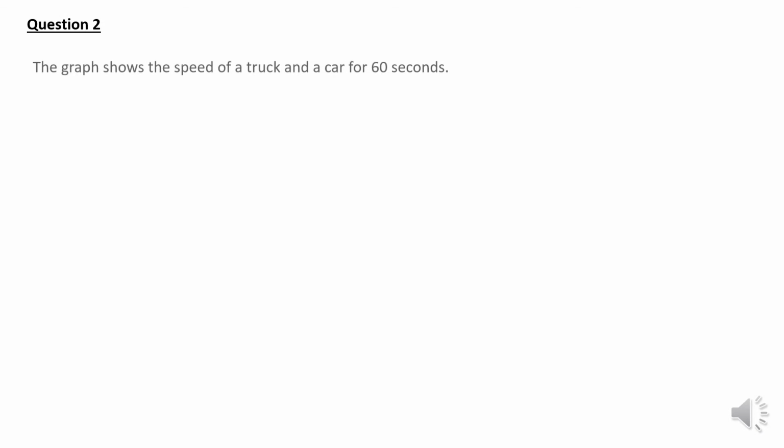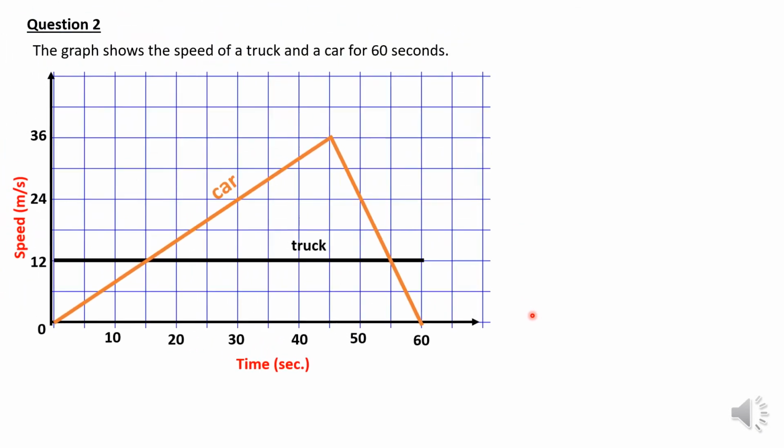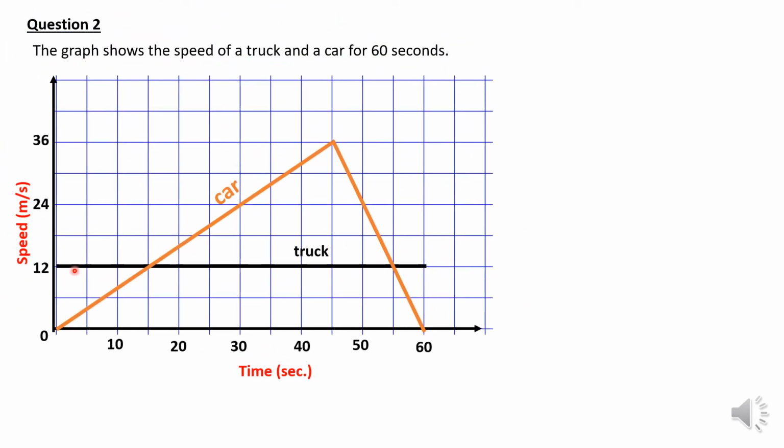Right, the second question here, the graph shows the speed of a truck and a car. The truck, you can see constant speed of 12 meters per second. The car accelerates here and obviously there is that deceleration there. Okay, so now this particular question asks us to find the first thing, the acceleration of the car during the first 45 seconds. So that is obviously all the way from here up to here.